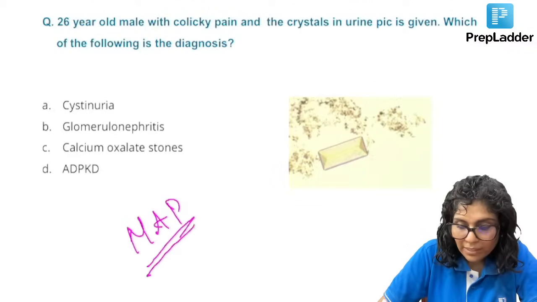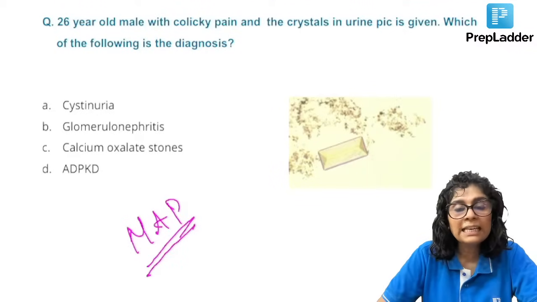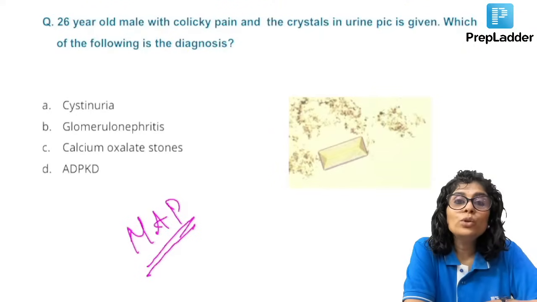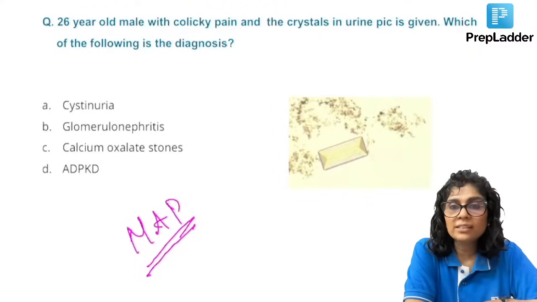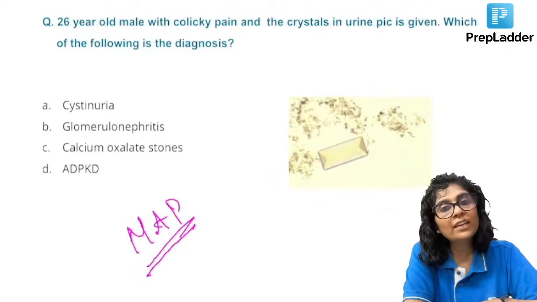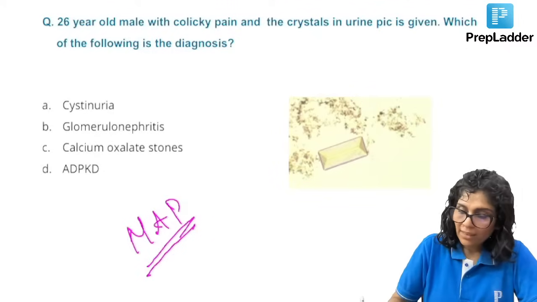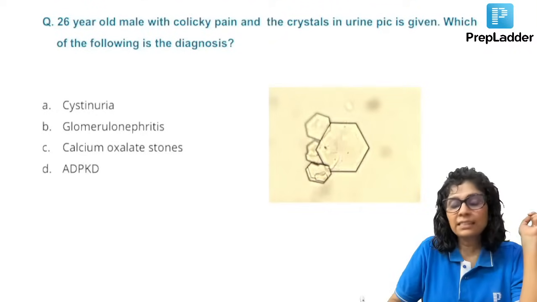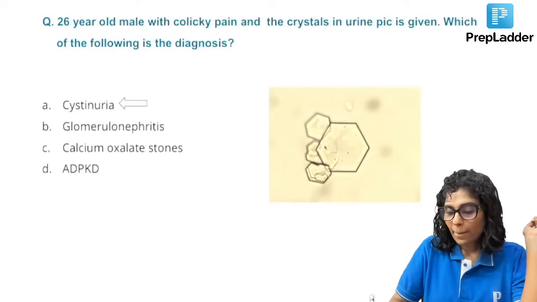crystal, triple phosphate crystal, right? And this is seen whenever a person is infected with a urease producing microorganism, magnesium ammonium phosphate crystal, struvite stones present with coffin lid appearance. Yes, alkaline urine. So what is the answer here? 6 sides is cystinuria. Okay. Next one.